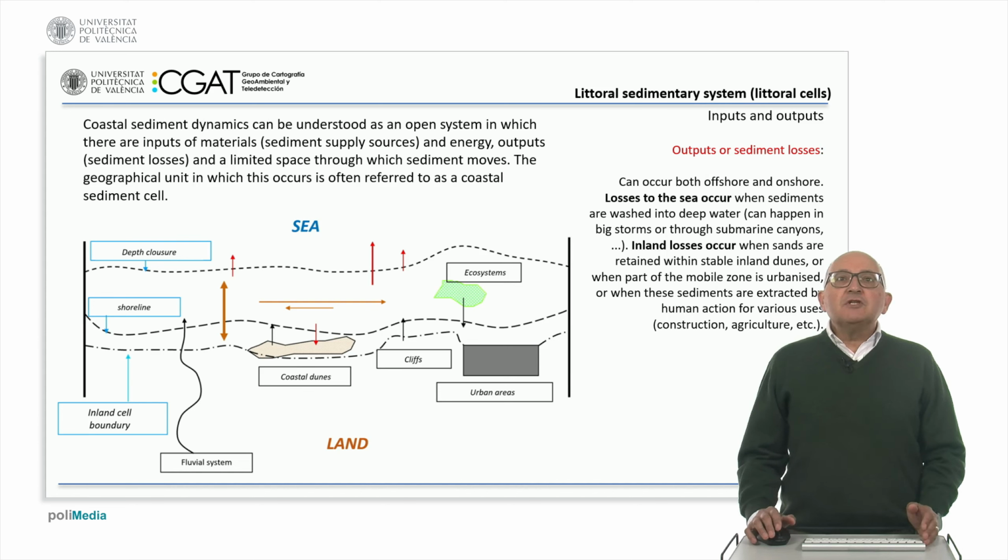The coastal sediments go in and out of the system after spending a long time inside it. The main ways to get out of the system are offshore, dragged by the waves and currents in moments of great storms, or falling through submarine canyons near the coast. Inland, when the sands are retained by stable dunes, or when they are buried in urbanized spaces. Or simply when artificially extracted for different uses such as construction or agriculture.